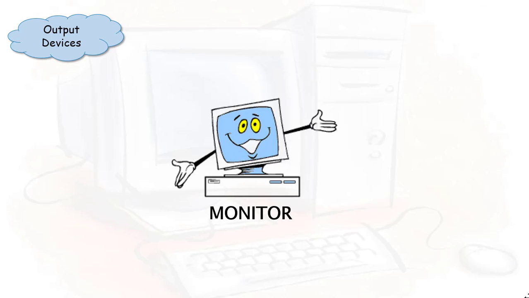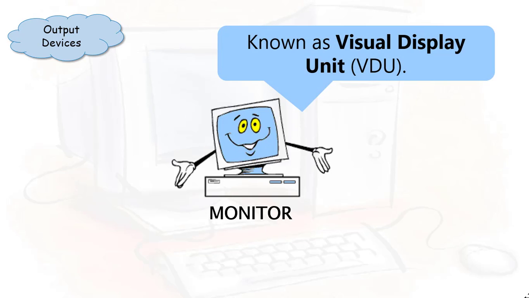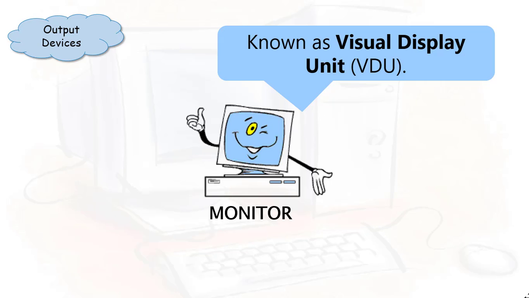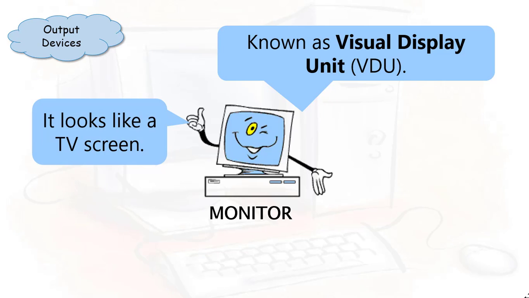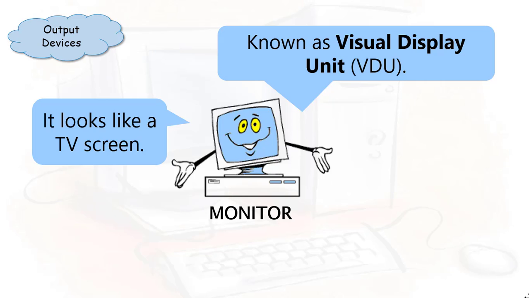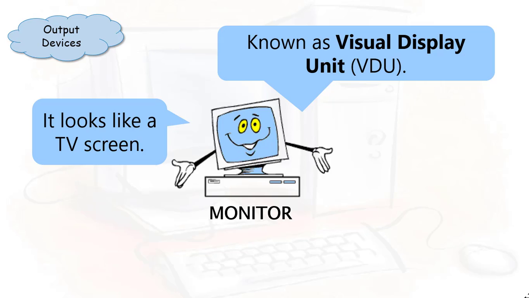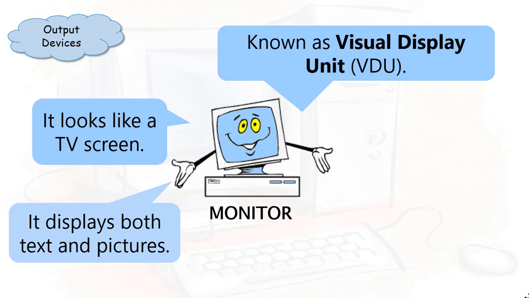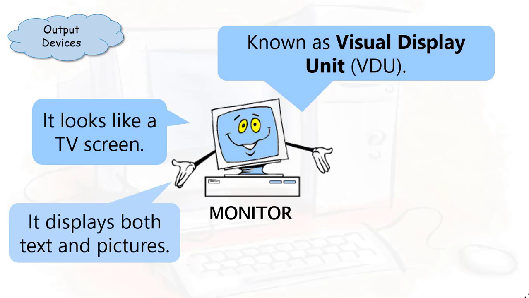First one is a monitor, also known as a visual display unit, or VDU. It looks like a TV screen. We all are aware of the monitor, right? जैसे हमारे घर पे टीवी होती है, मॉनिटर उसी की तरह दिखता है. It displays both text and pictures.